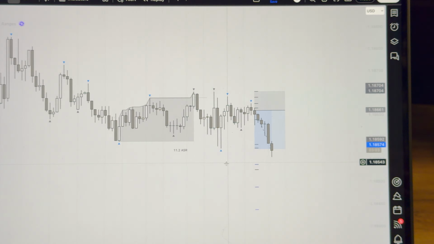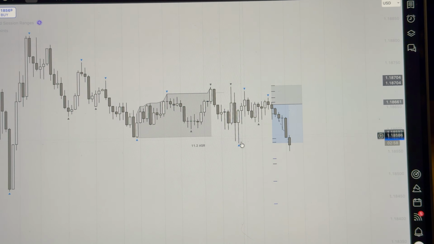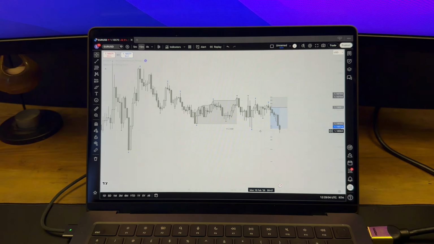TP hit for this trade. I just took a 2R take profit at this low of the M15 leg, so quite happy with that. Nice little trade.